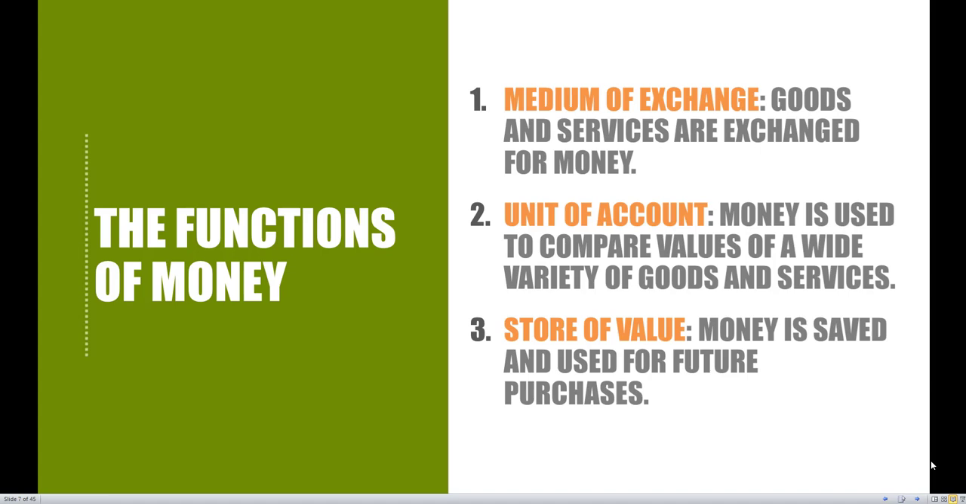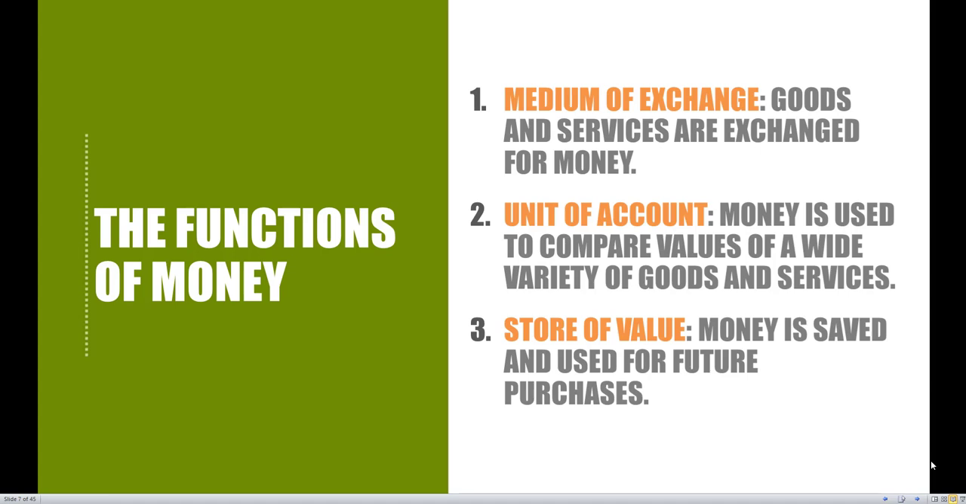We would have to compare the value of goods and services to other goods and services, and the more of these items that we have within the economy, the more difficult it is to place values on every single good and service. If we have money, we can basically say, hey, this one computer is worth $1,000. This one 70-inch television is worth $1,500. So with all of this, we know exactly what the value of every single good and service is going to be within the marketplace.